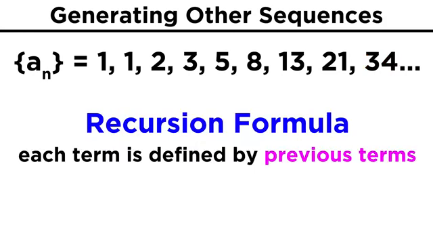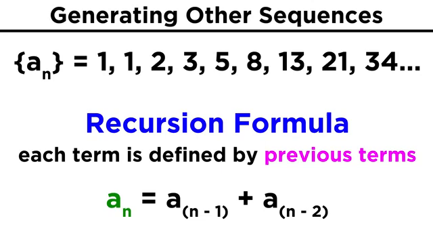This sequence uses a recursion formula, meaning that we can define any term a sub n by previous terms. In this case, a sub n will equal a sub n minus 1 plus a sub n minus 2, with these expressions referring to the term immediately prior to the term in question and the one 2 before.